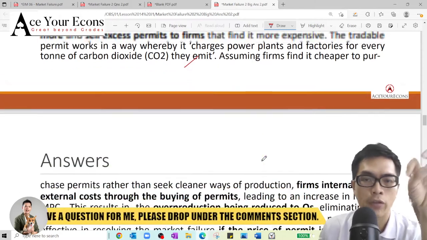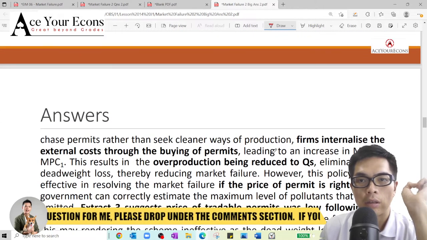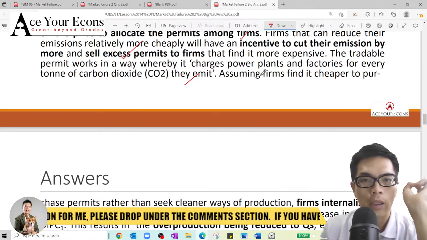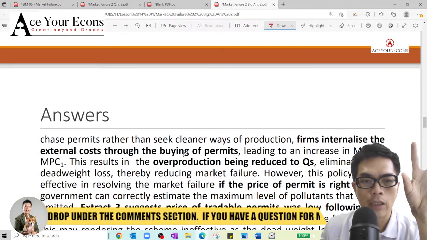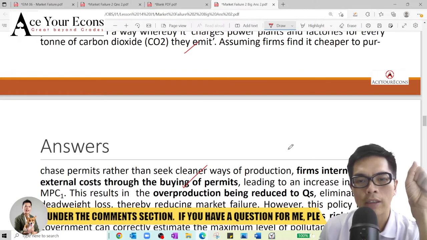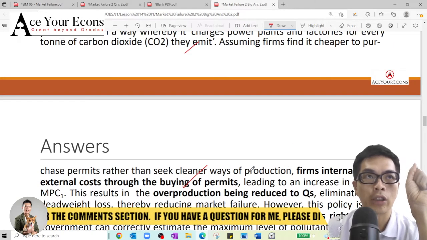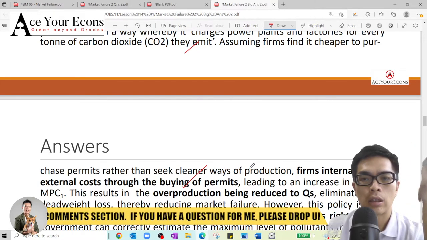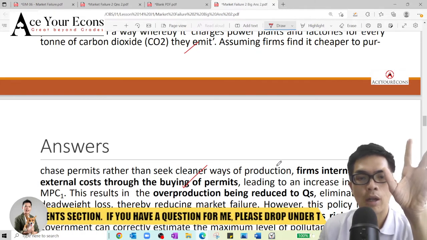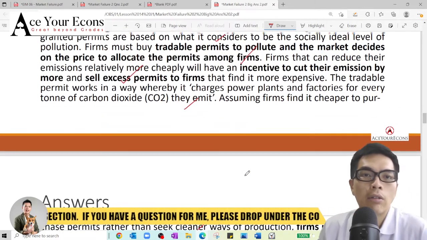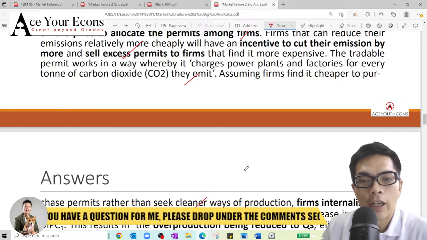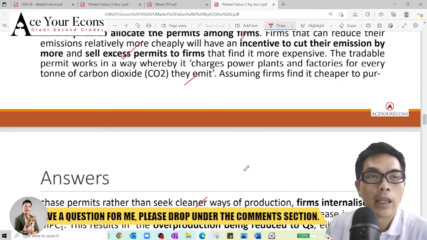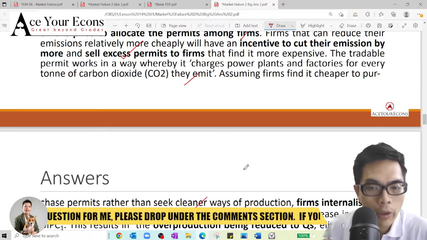You are able to cite from the extract. Assuming firms find it cheaper to purchase permits rather than use cleaner ways of production, dirty firms in this case will buy permits. If they find that it's more costly to invest in cleaner ways of production, they will buy permits. This is pretty straightforward. Clean firms will want to sell their permits because they find it easier to cut their emission. Dirty firms finding it hard to cut their emission find it cheaper to buy permits, so they will always buy permits.